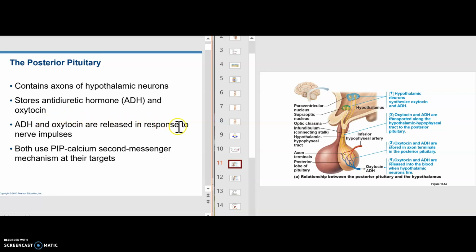ADH and oxytocin are released because of these action potentials coming down, nerve impulses, causing, at the synaptic end bulb, the vesicles containing hormone to release. Both use the phosphoinositol phosphate calcium storage method at their targets. Okay, so when they reach their targets, this is the secondary messenger, because remember, these are proteins and they cannot enter the cell, so they must use what? A secondary messenger. And the two we talked about primarily were this one and cyclic 3,5-AMP, adenosine monophosphate.